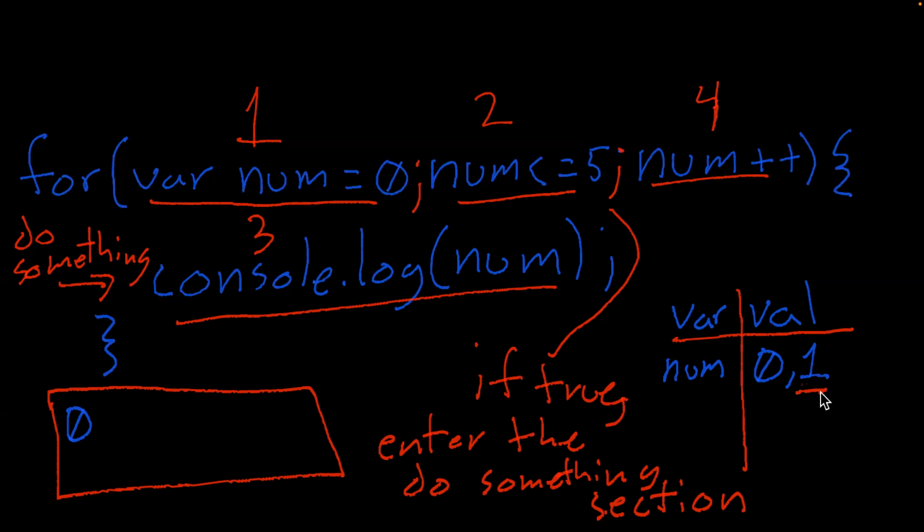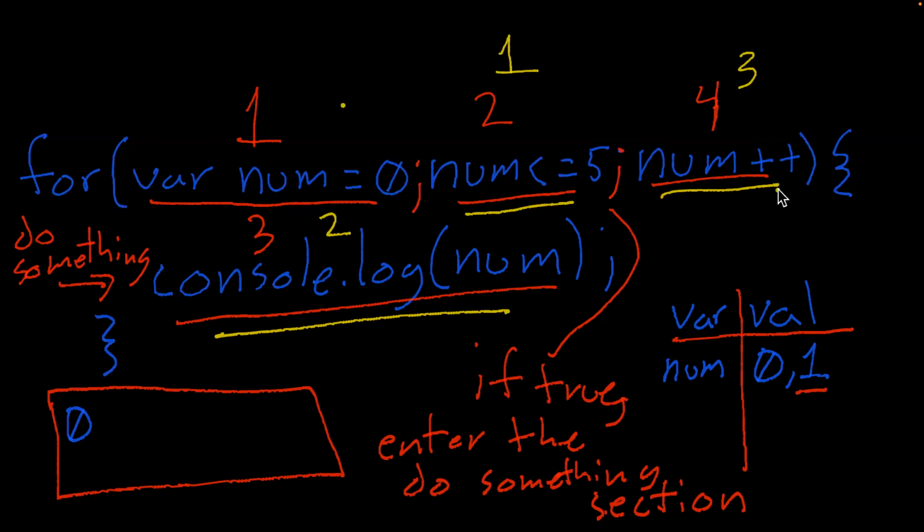Once we've reached step 4, by going through the for loop the first time, then we have a new way of reading through this for loop. This becomes the new step 1. This becomes the new step 2. And this becomes the new step 3.